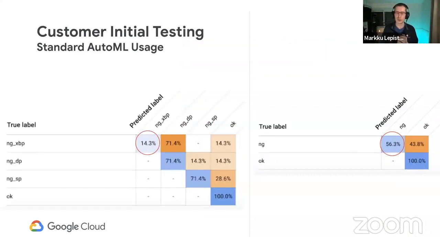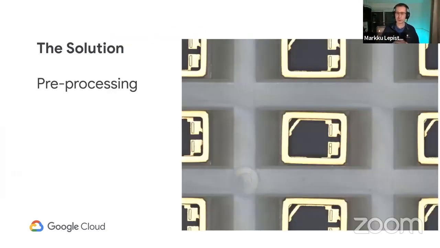So as a result, when I tried using AutoML first with these raw images that you saw in the previous page, the worst case quality, worst case scenario of the machine learning model success was 14%. So that's not good at all. So definitely we needed to do something to get the model quality better than 14%. It's not usable.